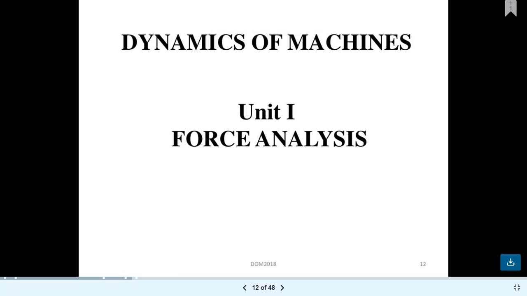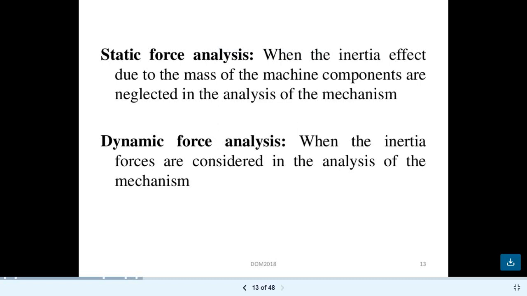Welcome to the session. Today we are going to discuss force analysis. Force analysis means, when your body is moving under a condition, what are the forces acting on the body? Those things we have to analyze and discuss in this first unit. It is called force analysis.